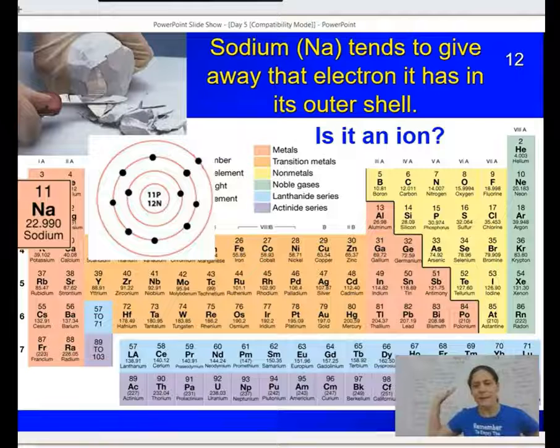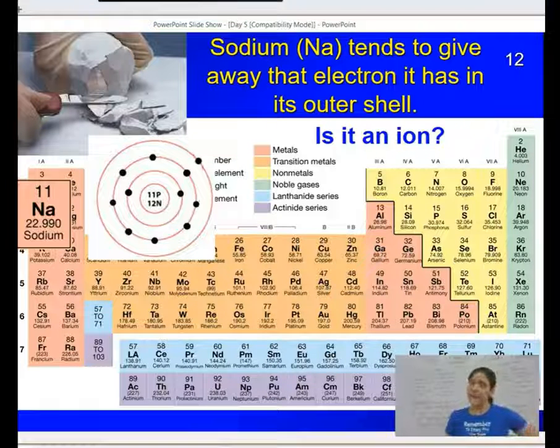It's like, you know what? I don't need this electron. I'm going to give it away. So if sodium gives away that outermost electron, if we count the electrons it has left, there are 2 electrons in the inner orbital, 8 electrons in the next orbital out. 2 plus 8 is 10. So if I say sodium has 10 electrons, would that make it an ion?